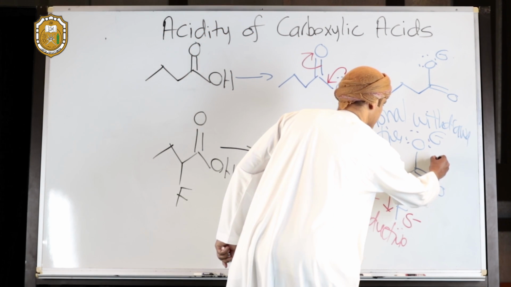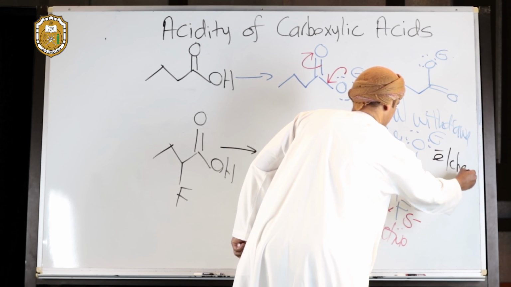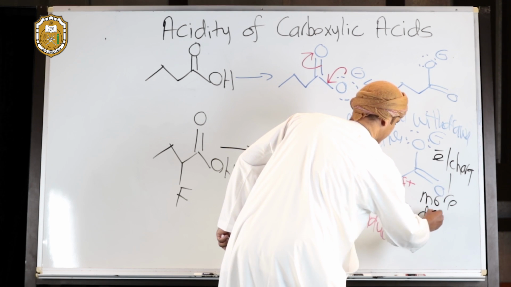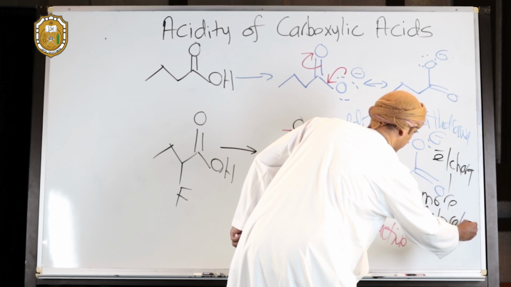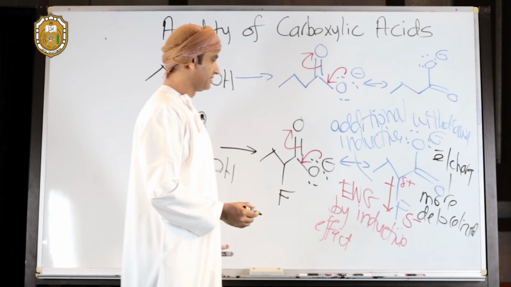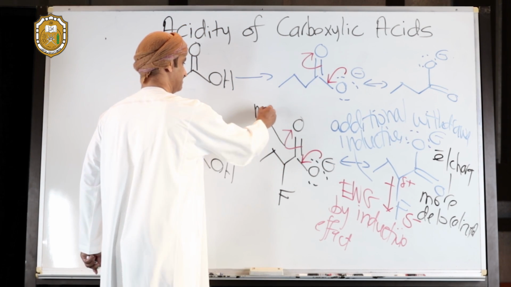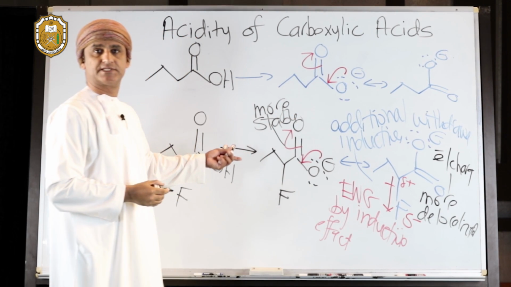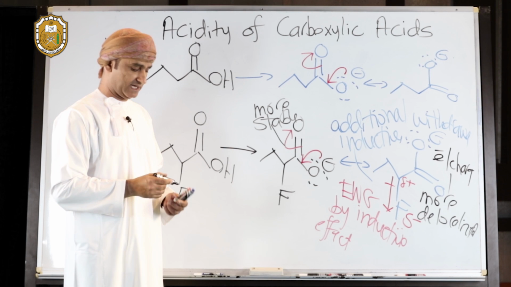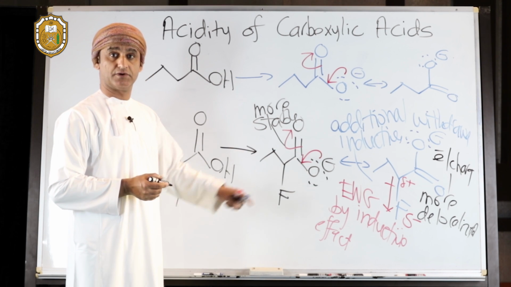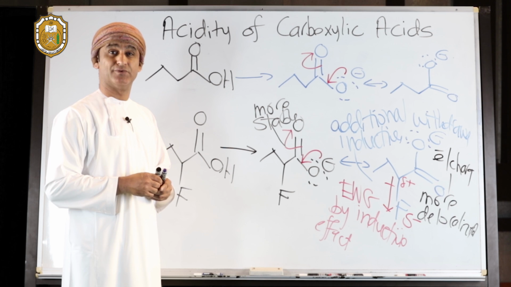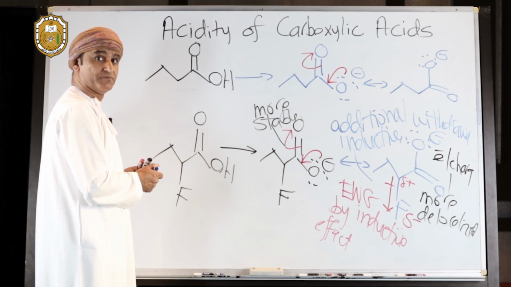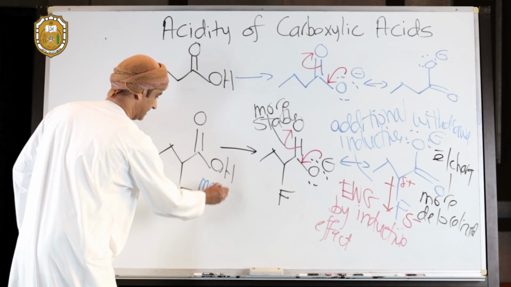If you like, electrons and the charge are more delocalized. This conjugate base, therefore, is more stable. When we say more stable, that's relative to the butanoate itself. If this 2-fluorobutanoate is more stable than butanoate itself, therefore 2-fluorobutanoic acid is more acidic.